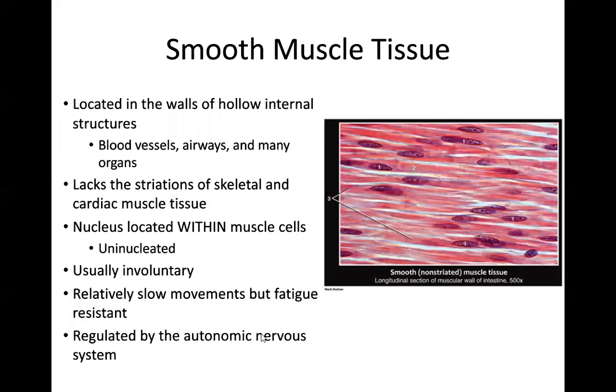Another thing regulated by the autonomic nervous system is smooth muscle, as it states on this page. Smooth muscle gets its name because it lacks the striations that we see in the other two types of tissue. We find smooth muscle in the walls of hollow internal structures, like our blood vessels, our airways, and many other organs: stomach, intestines, bladder, etc. It is uninucleated with the nucleus located within the muscle cells, and is usually involuntary. A key feature is that although they're relatively slow moving, they are fatigue resistant, which means that they're less likely to get tired and need a break, like our skeletal muscles do in situations where we overwork them.